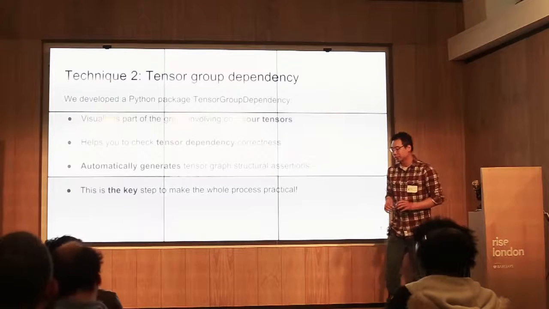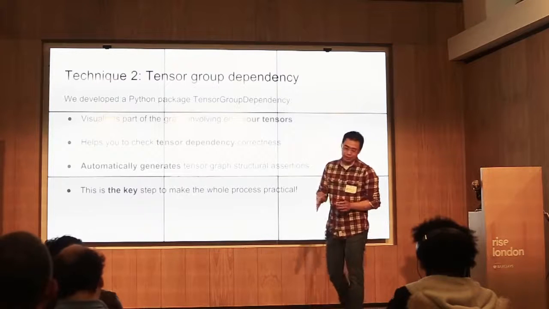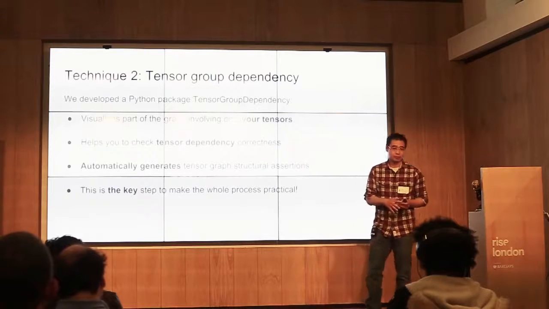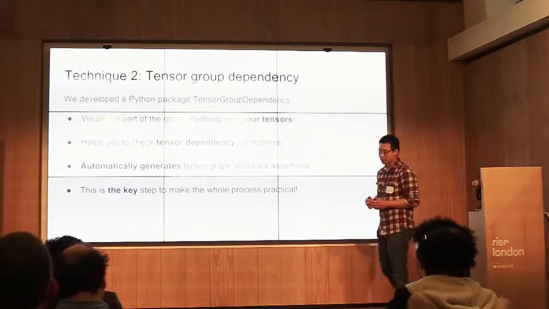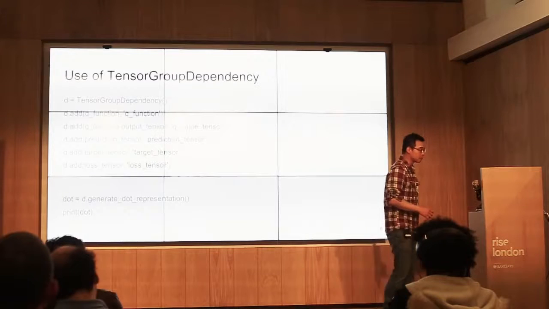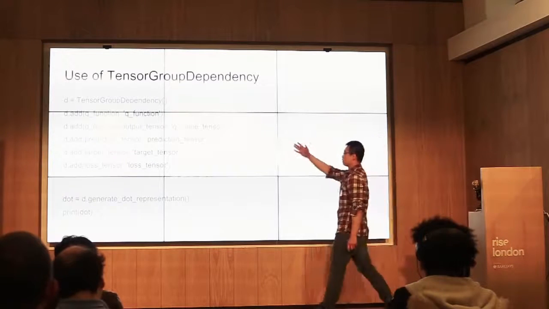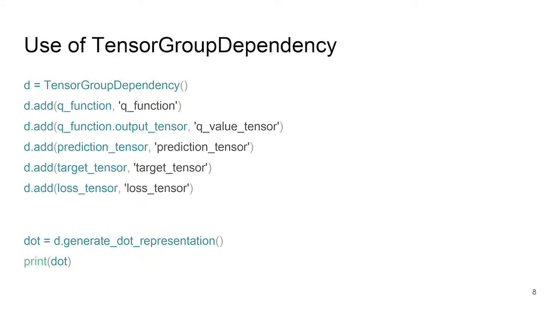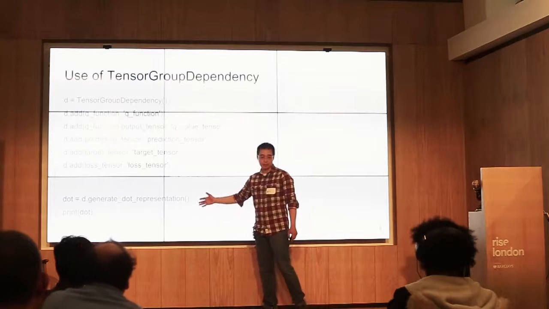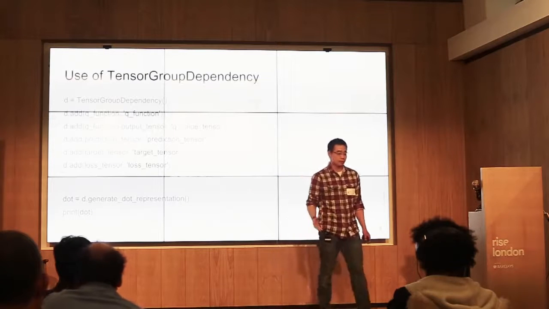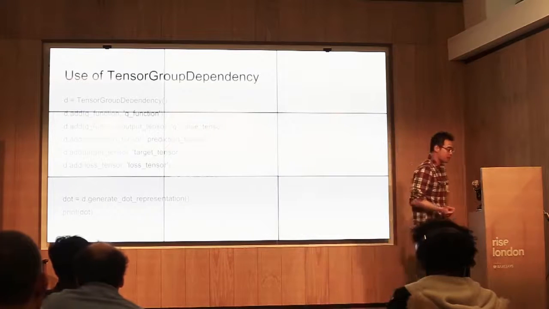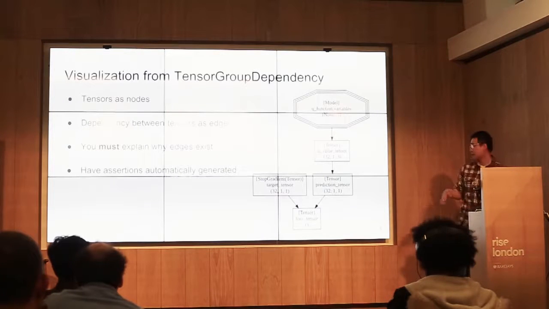It's a lot easier, but you still need a piece of software to do it for you. So we developed a Python package called TensorGroup Dependency. What you do is you create the TensorGroup Dependency, and you add the tensors in your tensor graph. You only add the tensors that you want to visualize. You give them a more readable name in the representation, and you call general dot representation. Dot representation is a graph description language which facilitates visualization. You print it, and you can visualize it easily.